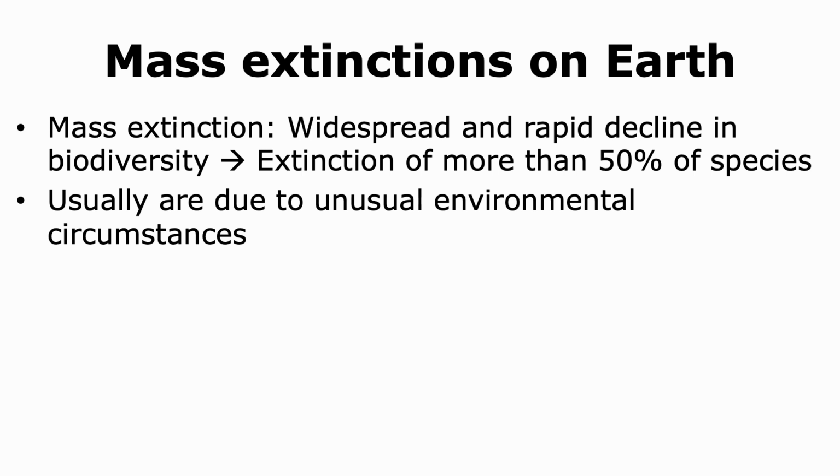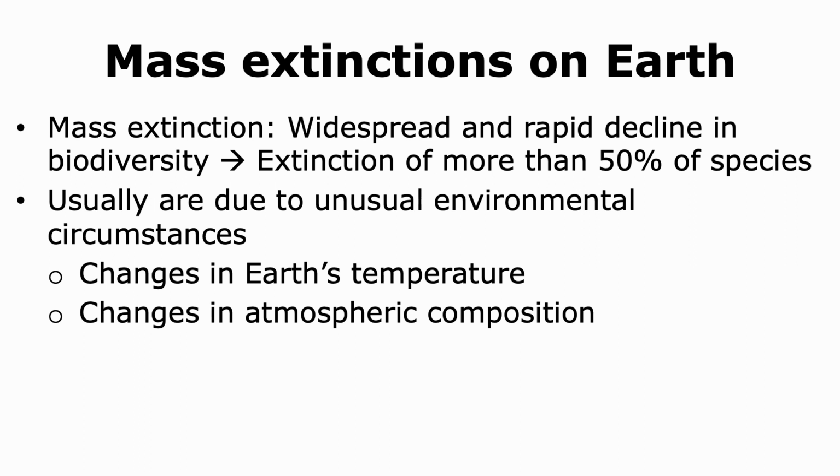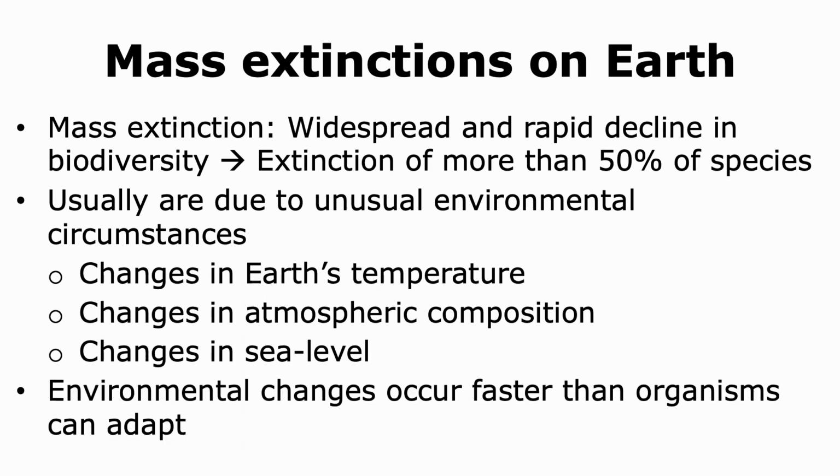Mass extinctions happen due to unusual environmental circumstances. These can include changes in Earth's temperature, changes in the atmospheric composition of Earth, or changes in the sea level. There are other environmental circumstances that can cause mass extinctions, but these are the most common ones. The mass extinctions occur because these environmental changes are happening faster than the time it takes for the organisms to adapt to these changes.